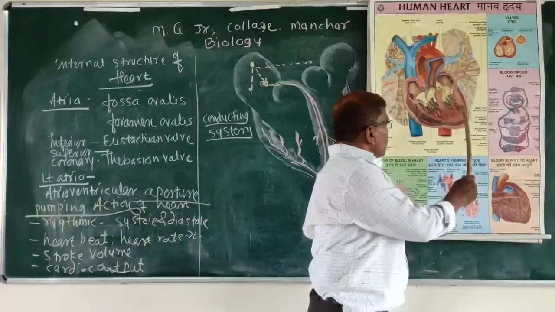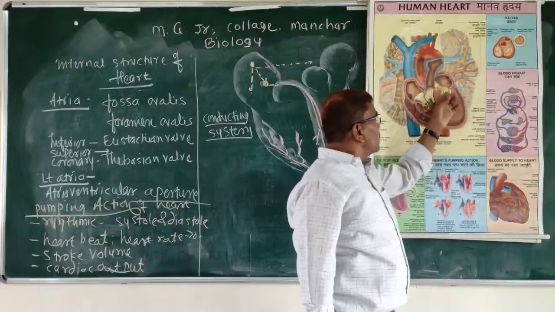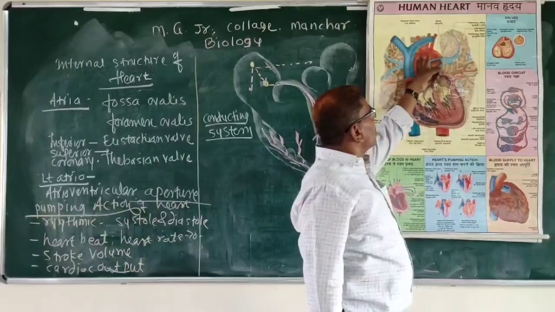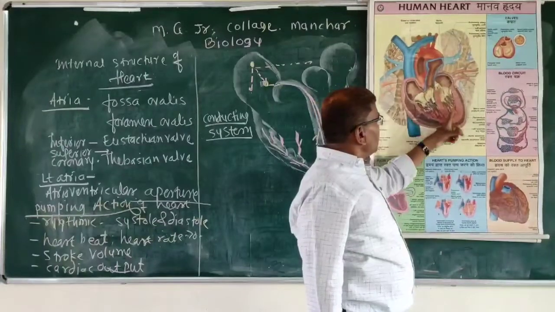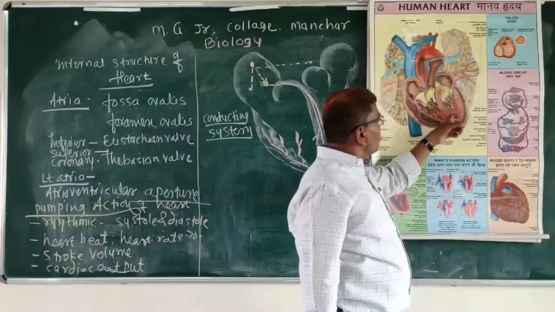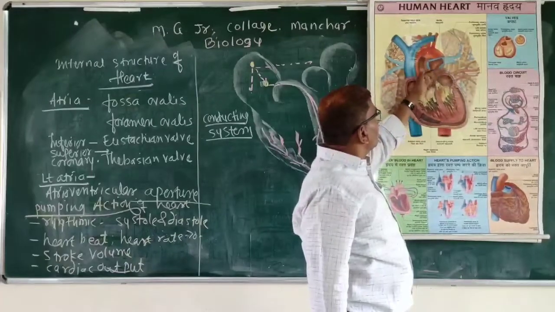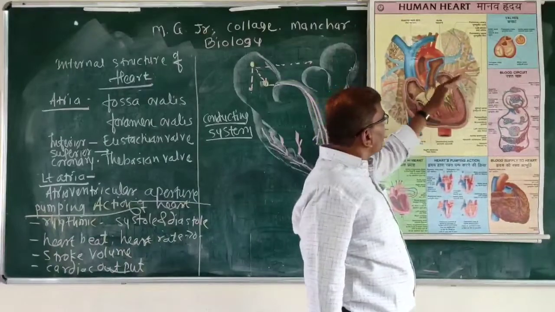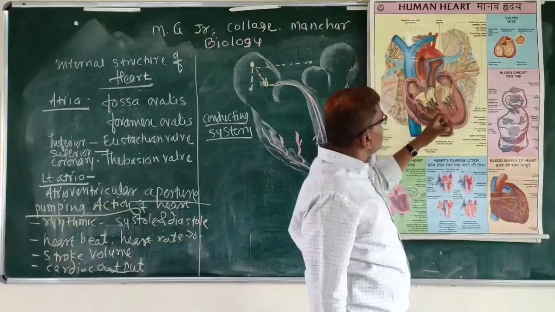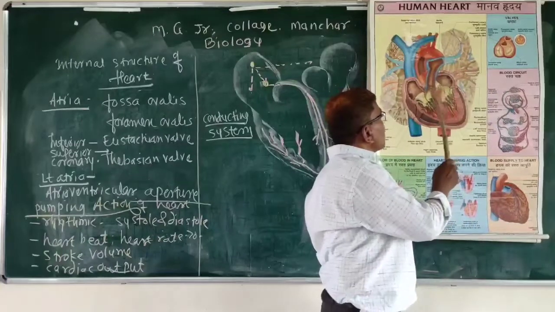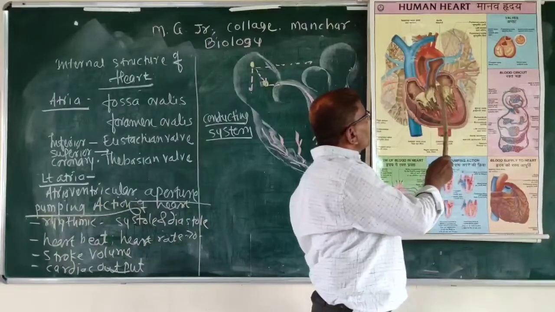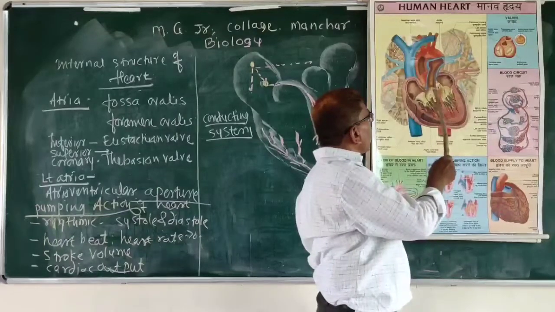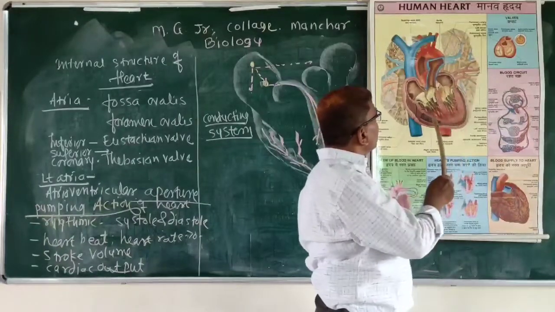Then from the base of the ventricle, there is the origin of the aorta. When there is relaxation of the ventricles, backflow from the aorta or pulmonary trunk may take place. To avoid that, 3 cup-shaped structures are present. These are called semilunar valves. These semilunar valves prevent backflow after the contraction, at the time of relaxation of the ventricles.